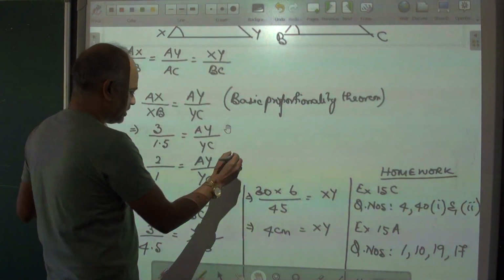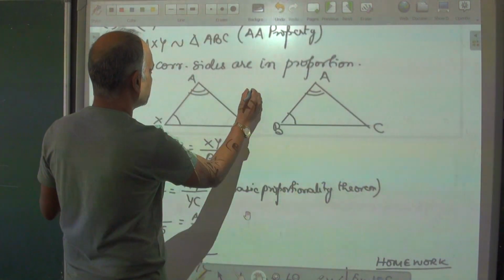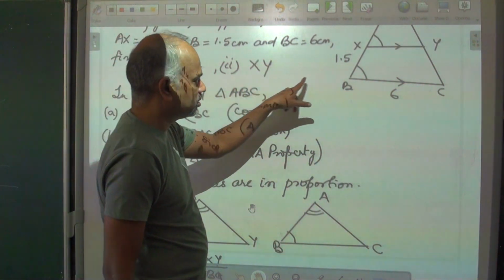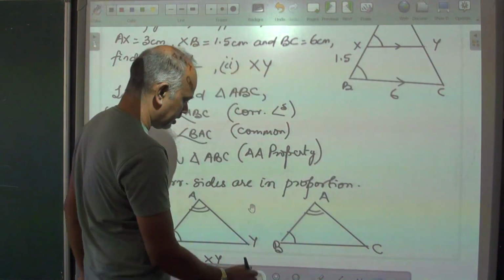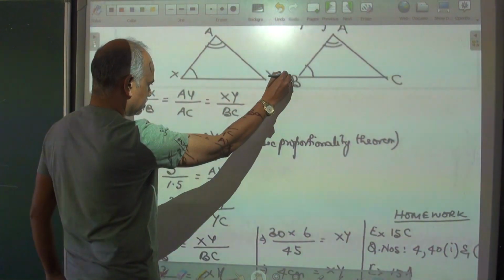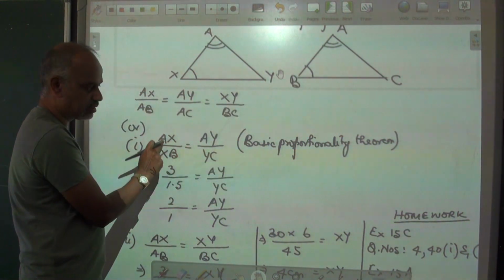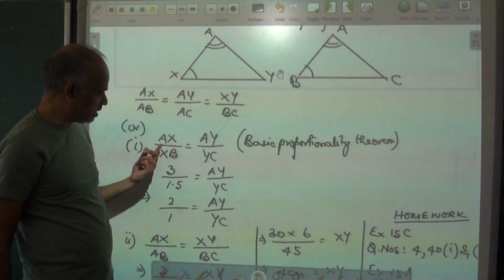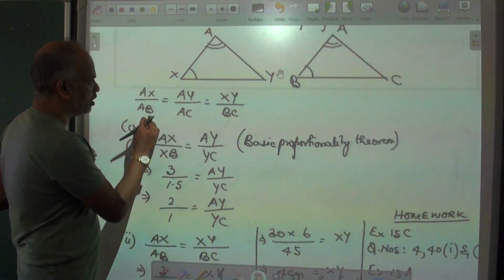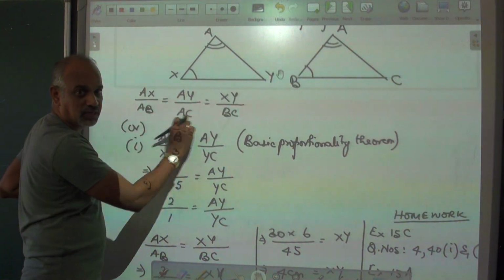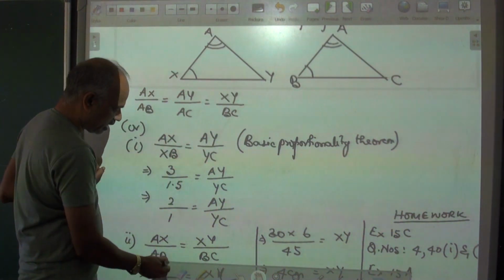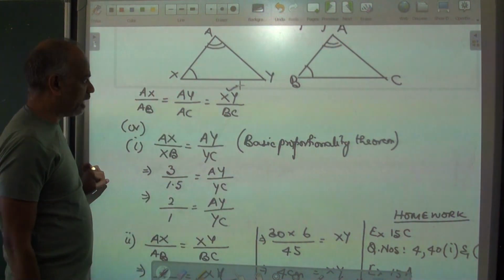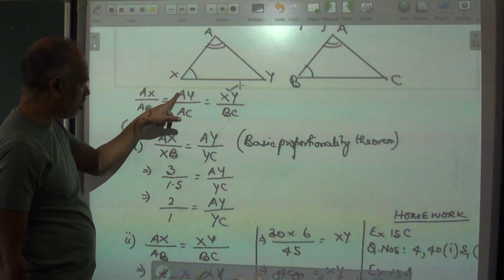Second question was, you have to find XY. This is XY. To find XY, I have written two proportionalities. Using the basic proportionality theorem, you won't find XY, there is no XY at all. So you have to use one of these. XY is here, so you have to use this, and you have to use either this or this.